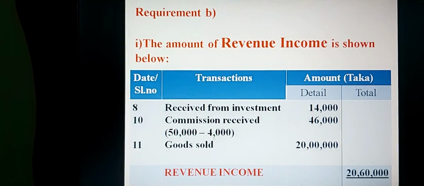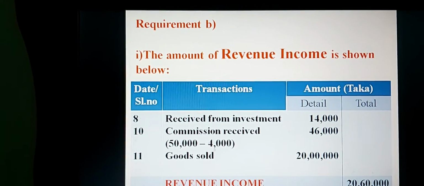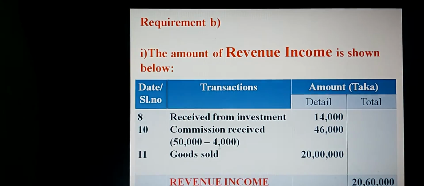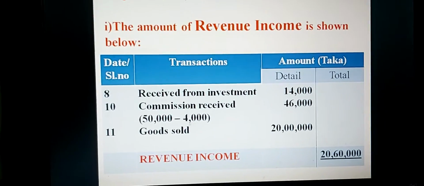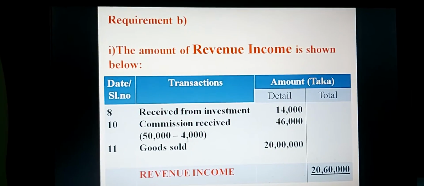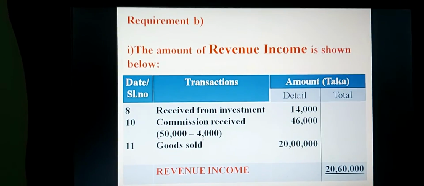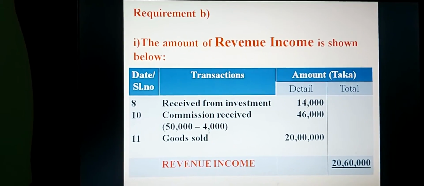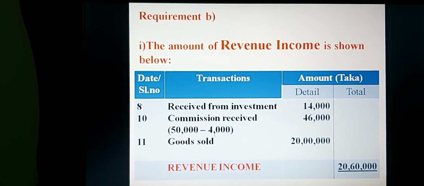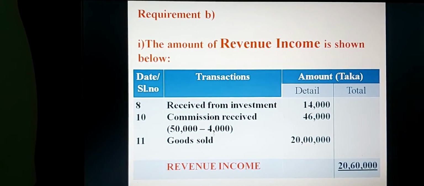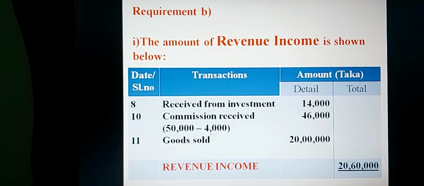Serial number 10, commission received. In the statement, the total amount of commission received is taka 50,000, but it includes taka 4,000 for next year. So always the previous year's amount or next year's amount must be deducted from any expense or income. Now you can deduct taka 4,000 from 50,000, so commission received for revenue income is taka 46,000 in this problem.